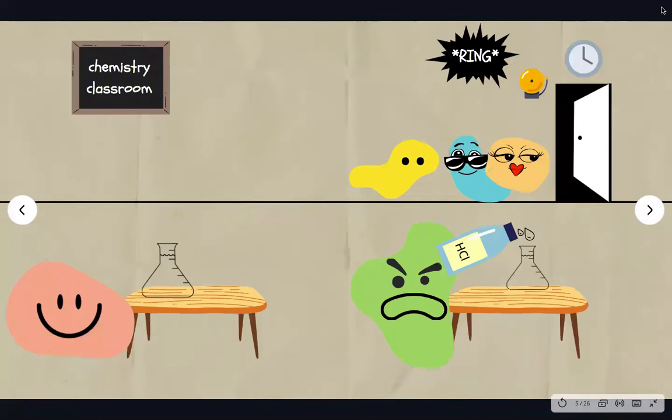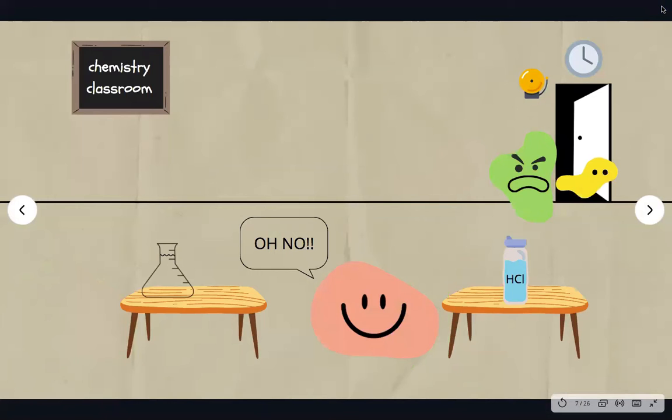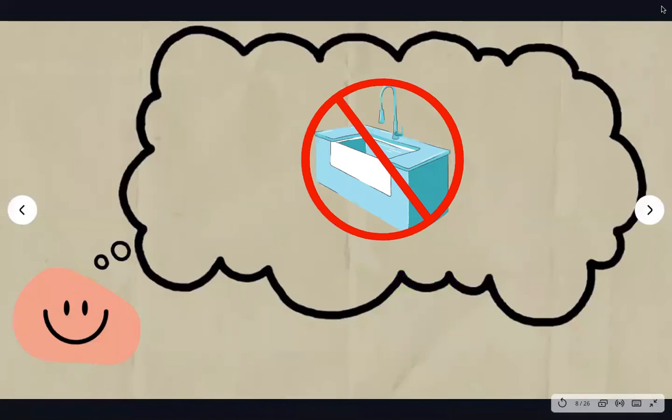When the bell rings for lunch, Lucas runs over to measure out the HCl and pours it into Brad's water bottle. He says, "I can't wait to see what this does to Brad." Luckily, Summer sees all of this happening. She rushes over to the water bottle in a panic. She looks all over the room for a sink, but there isn't one to be found. What a terrible chemistry lab.